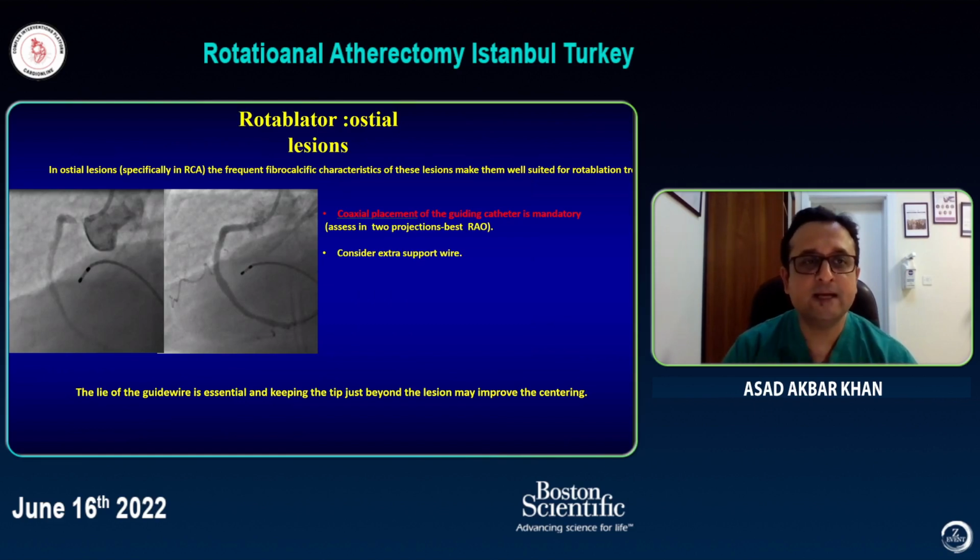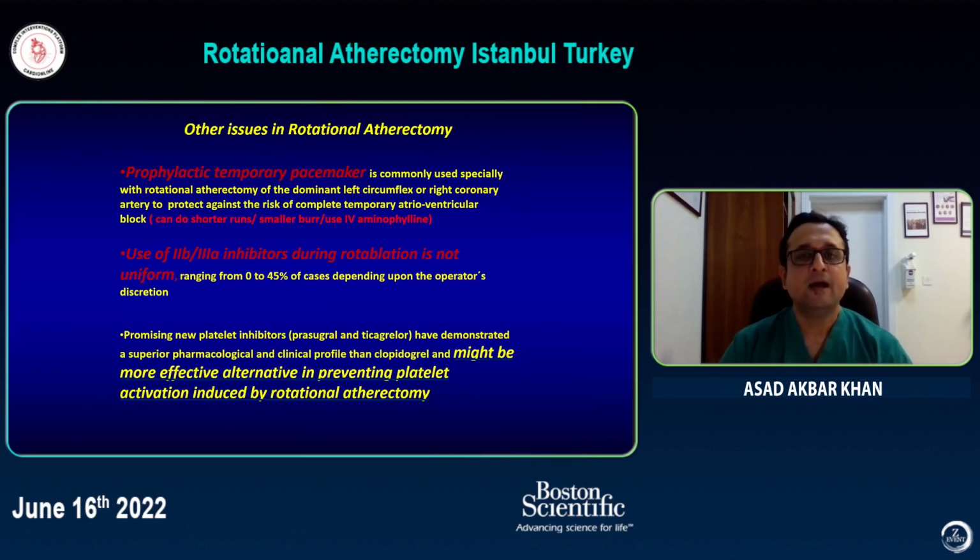When you're doing ostial lesions, the primary thing I think you need to be aware of to avoid complications is dissection of the ostial part of the RCA, which can end up as an aortic dissection. So always check that your guide catheter is coaxial in two projections before you start ablating an ostial lesion. And always consider an extra support wire to keep your coaxiality maintained.